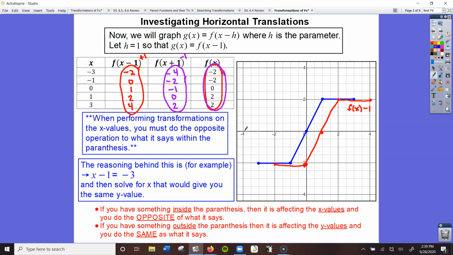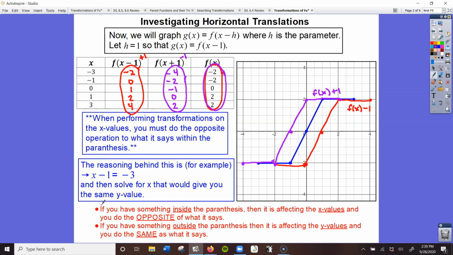So we have -4, -2; -2, -2; -1, 0; 0, 2; and 2, 2. And we can see from the graph that it shifted to the left 1. So this would be f of x plus 1.